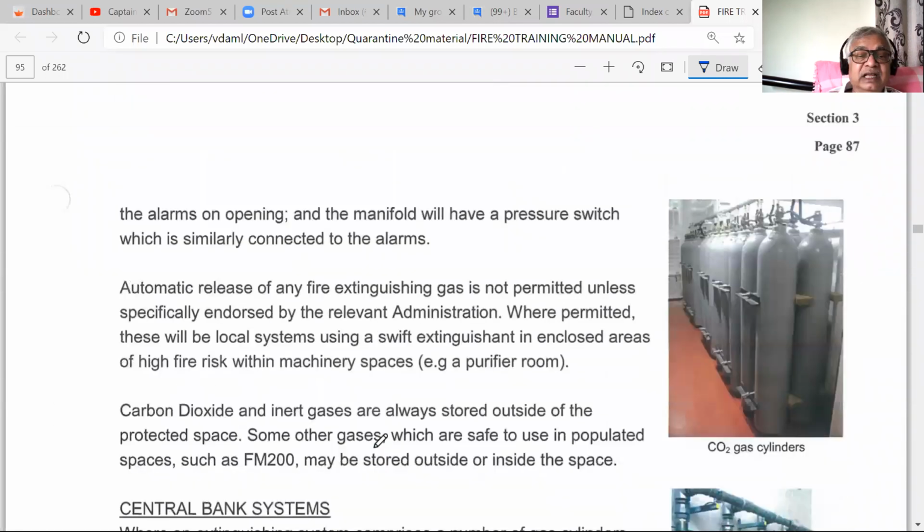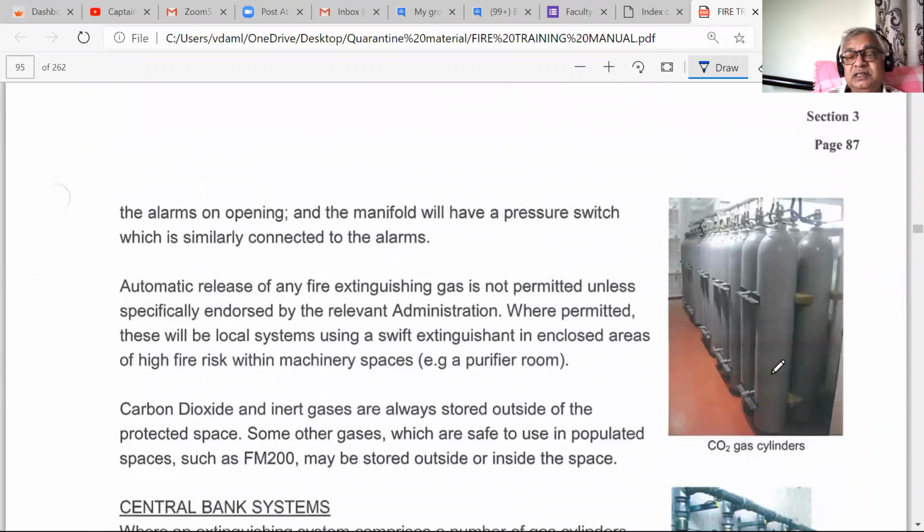This is a more realistic arrangement. This is how it is. It's a large number. You may have 200 to 250 cylinders, depending on the size of the ship, of course. But 200 to 250 cylinders is not abnormal. So they are stored like this in the bank.